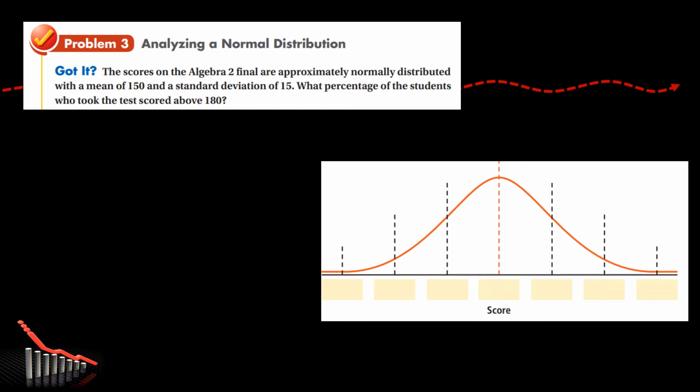All right, try this one. The scores on an Algebra 2 final exam, or final, are approximately normally distributed with a mean of 150 and a standard deviation of 15. What percent of the students who took the test scored above 180? All right, so take a minute, see if you've got it, and then come back. So pause the video here and give it a try.